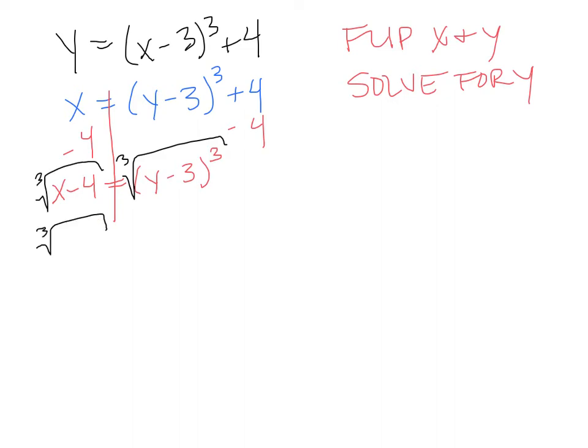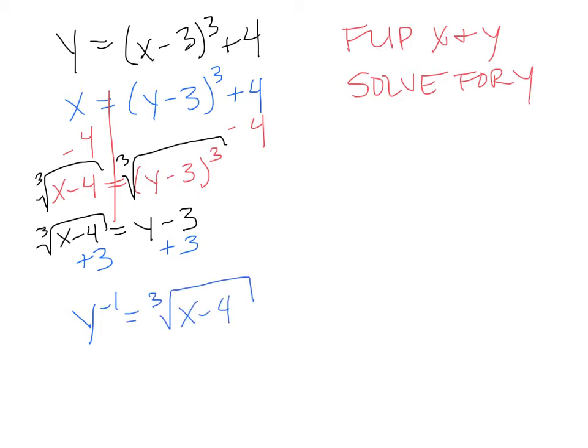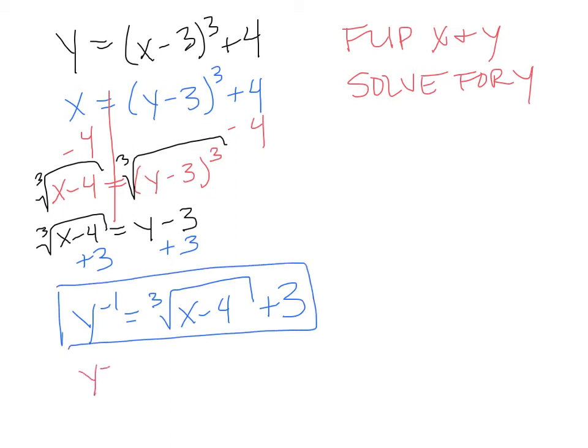So we're going to end up with the cube root of x minus 4 equals y minus 3. We can go ahead and add 3 to both sides so that our final inverse is the cube root of x minus 4 plus 3. And if you want, I don't know if you remember from the power functions, you could say that this was x minus 4 to the 1/3 power plus 3. They are the exact same thing, it just depends on what you like writing.